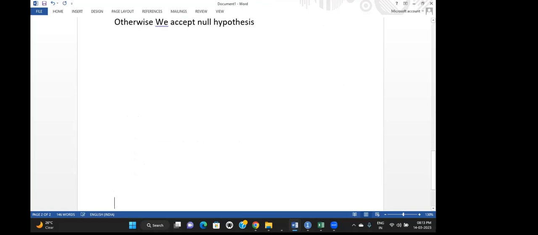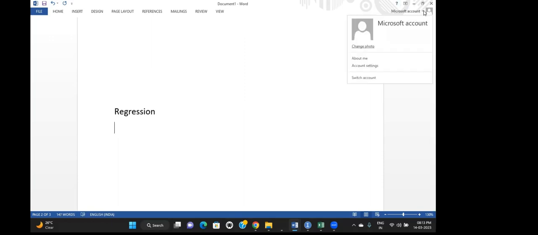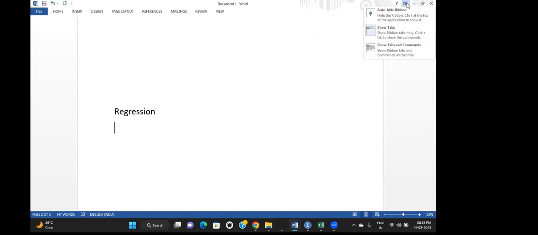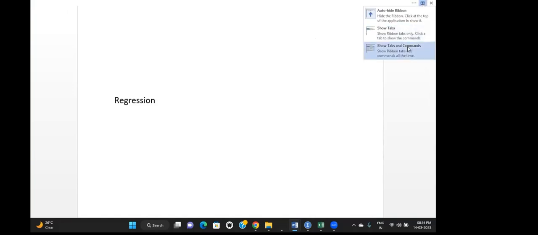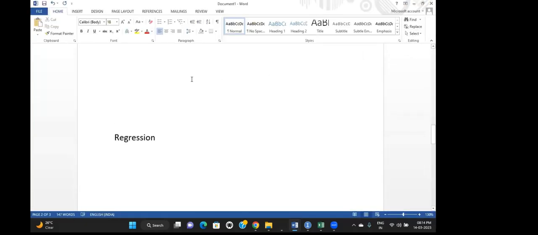Any of the participants, please tell me what is a regression. It is the cause effect relationship between two variables. Causal relationship between the two variables.